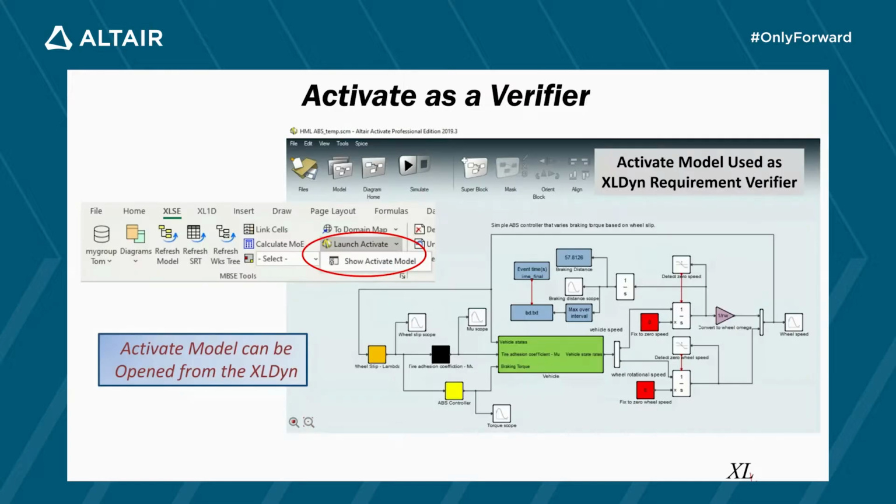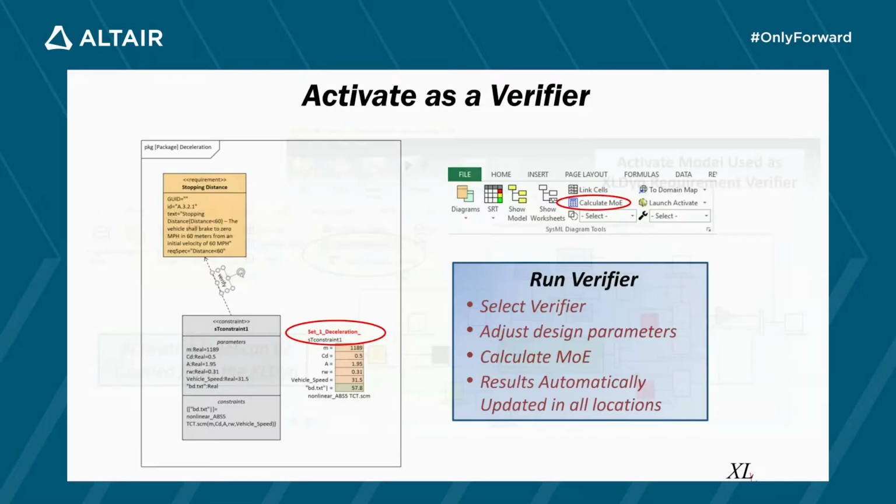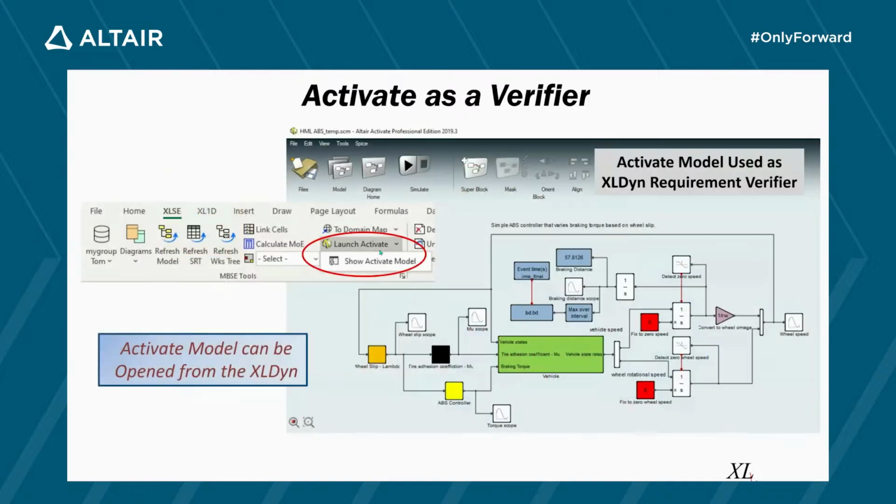Okay. Likewise, if I want to see what's in this model, I can select this constraint block. It knows it's an Activate model, and then I can come over and launch Activate, and it knows which model I want to look at, and it will open up an Activate window, and you'll get the model available for you to work with in the native Activate.